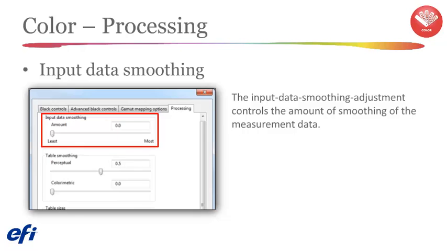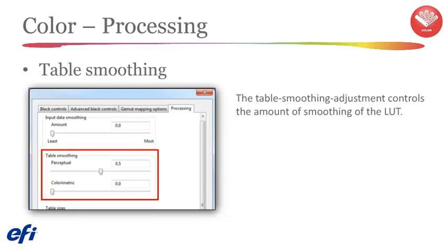The last tab is used to set additional processing options. The first option is used to add smoothing to your measurement data, used if you suspect that your data contains noise and does not accurately reflect the characteristics of your output device. Immediately below this slider are two sliders to add smoothing to the output side of your media profile. Here you will find separate controls for the perceptual and the colorimetric tables.